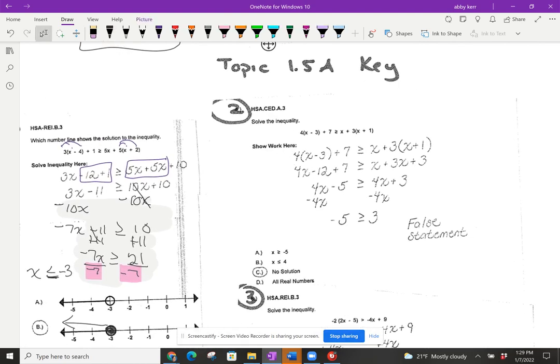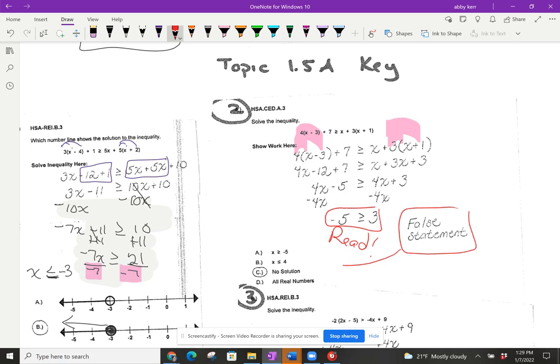Number 2 is basically the same thing. You want to distribute, combine like terms. We want to be careful for false statements and true statements for inequalities. You have to read this to yourself and say, is negative 5 greater than or equal to 3? No, negative 5 is less than. Since it's less than, that's why it's a false statement. So that means it's a no solution.